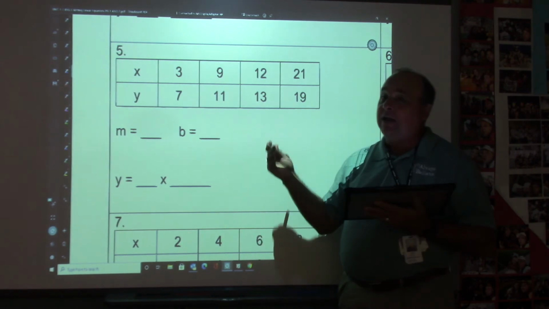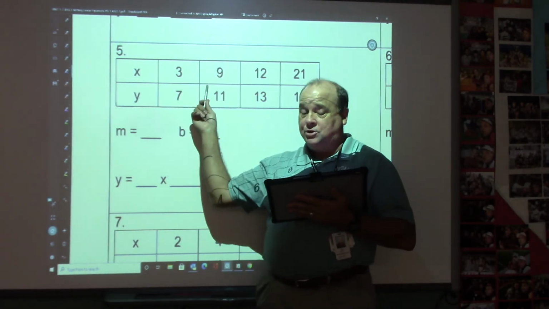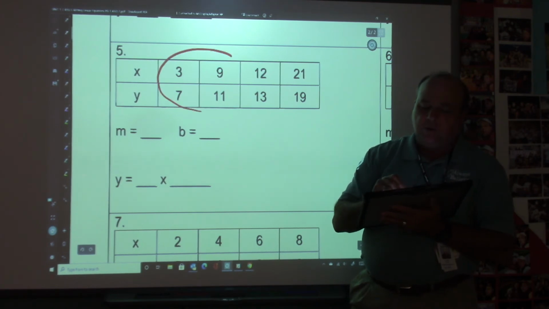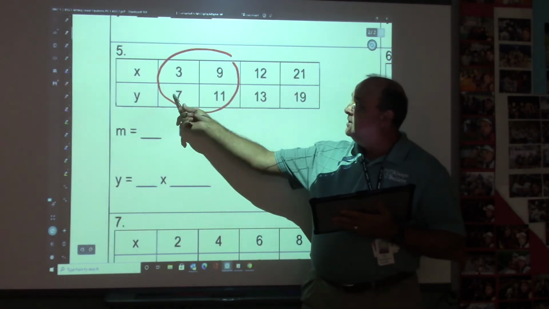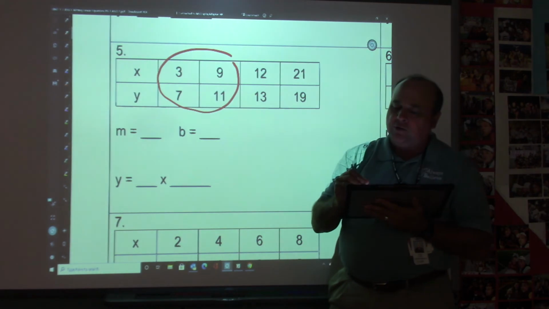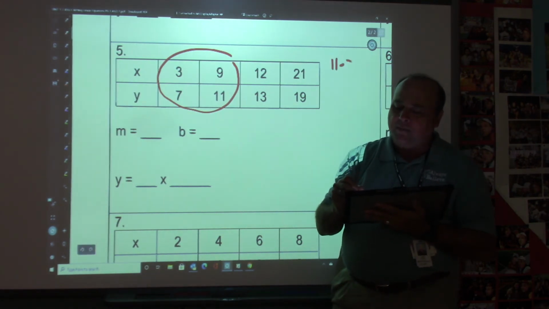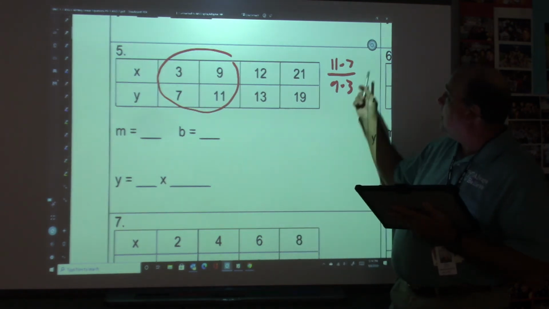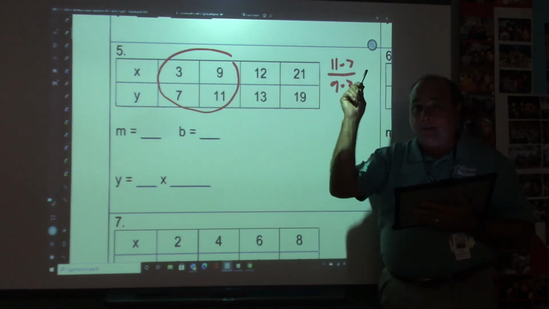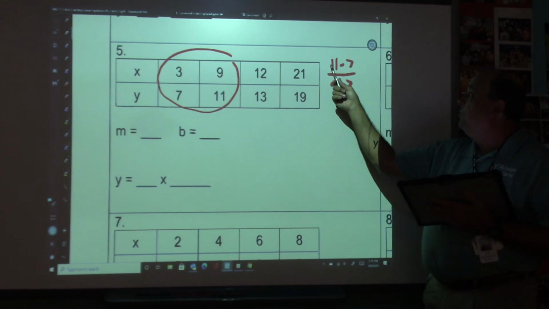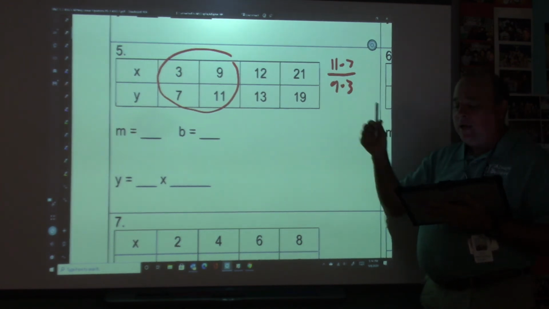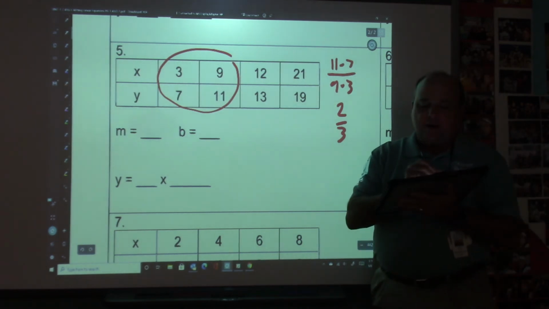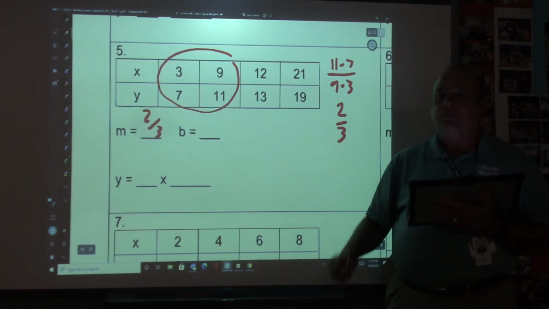Technically, to get the slope, you want to use the easier numbers, don't you? Okay, so to get our slope, I'm going to use these numbers. So I'm going to do 11 minus 7 over 9 minus 3. So over here on the right, I'm going to put 11 minus 7 over 9 minus 3. If you have a TI Inspire calculator, you can type that right into the calculator. Bam! It gives you the answer. This turns into 4 over 6. And 4 over 6 would simplify to 2 over 3. So I know that my slope is 2 over 3.